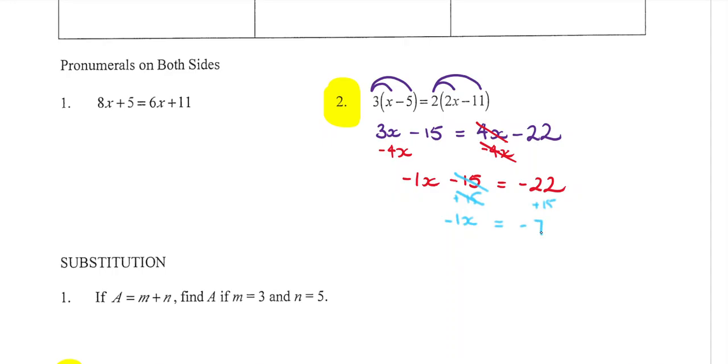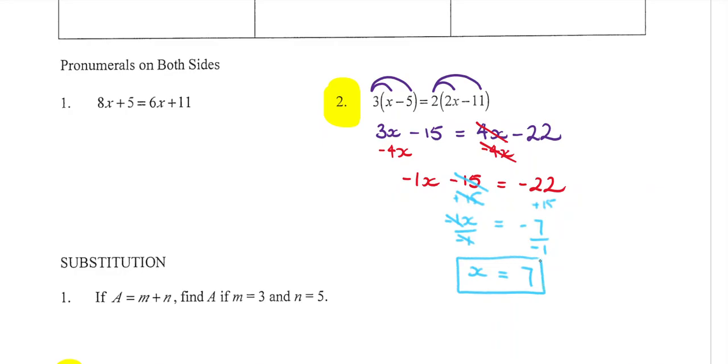All right, now the reason I left that minus 1 there, how do I get rid of that? Divide by a negative 1. Okay, you can divide by negative numbers. So divide by negative 1, divide by negative 1. X is finally on its own, and minus 7 divided by minus 1 is a positive 7.